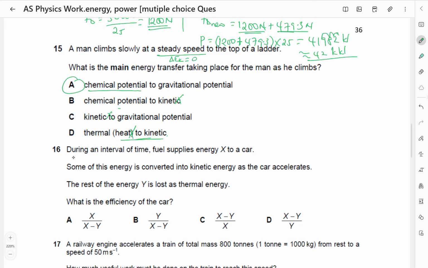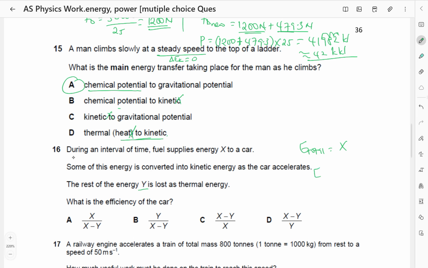During an interval of time, fuel supplies energy X to a car. Some of this energy is converted into kinetic energy as the car accelerates. The rest of the energy Y is lost as thermal energy. So that means total energy input is X. Fuel supplies energy X to the car. So total energy input is X.